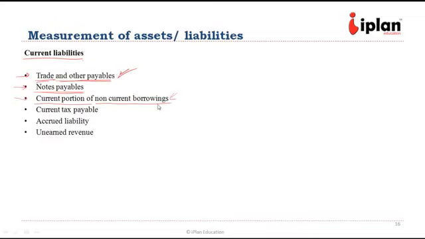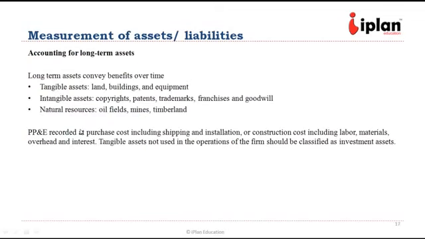Then current portion of non-current borrowing. So there could be some long-term borrowings for which some partial payment is due, which is the current portion of the borrowing. So that is a current liability. Current tax payable. The tax which is already due but has not been paid yet is current tax payable, a current liability. Similarly, accrued liability and unearned revenue. Revenue which has not been earned yet but the company has already been paid for that. So that is another current liability. Let us move to the next slide.